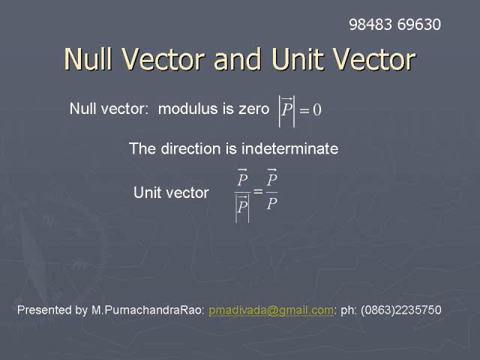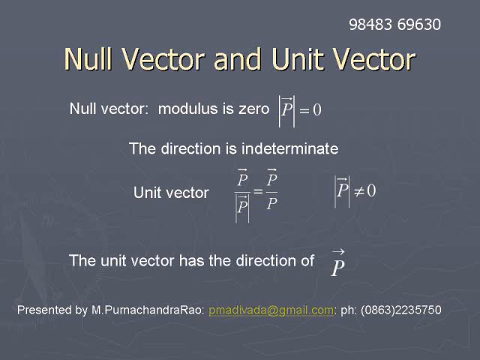Then unit vector. A vector having magnitude of 1 is known as unit vector. If the magnitude of a vector is unity, it is called a unit vector. A unit vector will be obtained by dividing the vector with its magnitude. So if p bar is a vector, the unit vector will be p bar by modulus p bar. Generally, modulus p bar will be represented by p. Hence, it can be written as p bar by p.